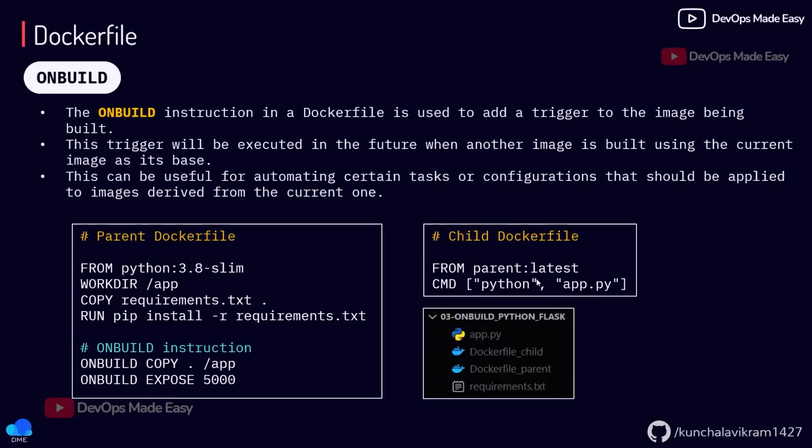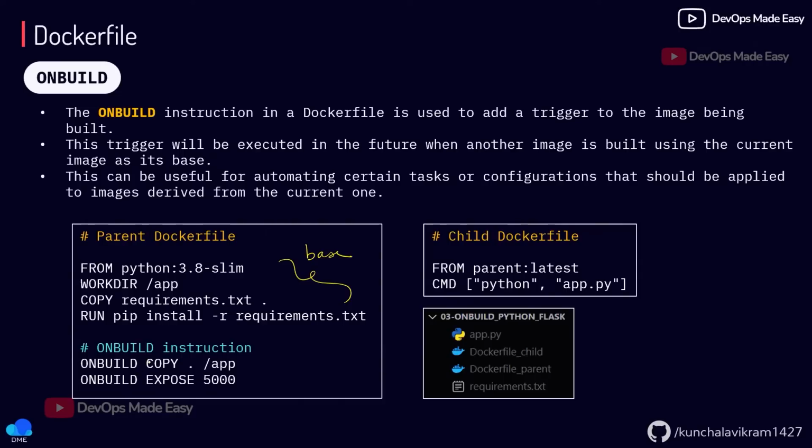For example, this is a parent Dockerfile. That has some FROM instruction and WORKDIR. I copied requirements.txt and then installed all the dependencies. So what I'm trying to do here is customize or configure the image, let's say internally in my organization. There are many projects that depend upon a common base, so I'm trying to create that base. I just took the FROM instruction, installed all the dependencies, and I also used ONBUILD instructions.